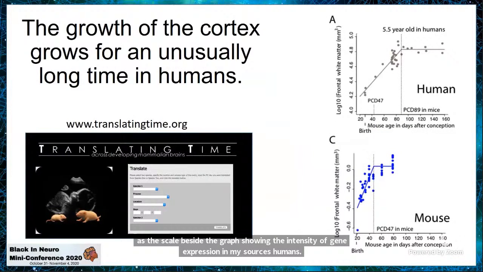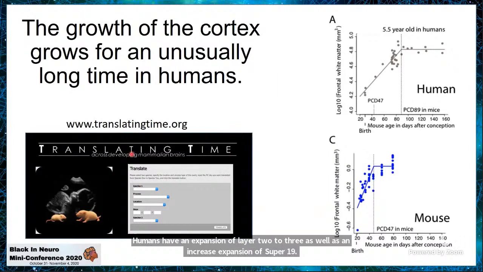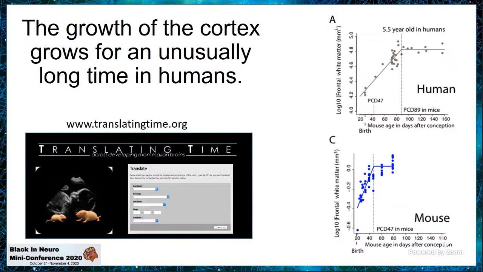Next, we look at the growth of the cortex and how it grows for an unusually long time in humans. And what we use is the translating time model seen here. Results show that over the course of development, the human frontal cortex ceases to grow much later in humans. And we use a translating time model through translatingtime.org to map corresponding ages between humans and mice.